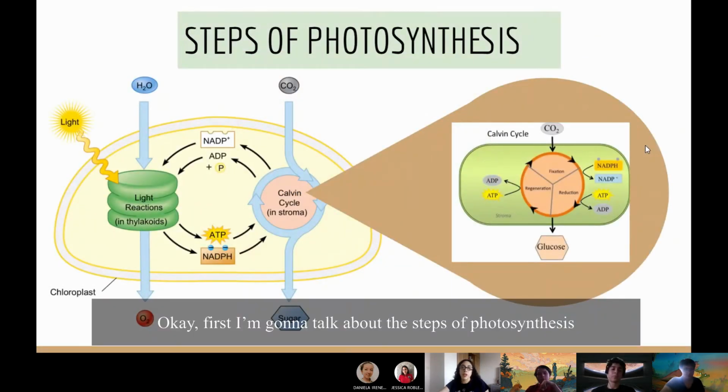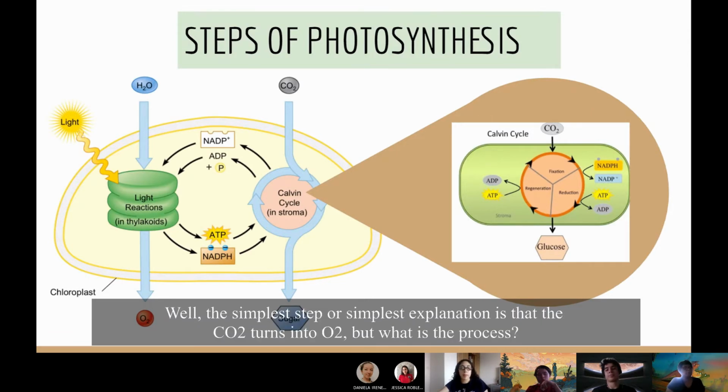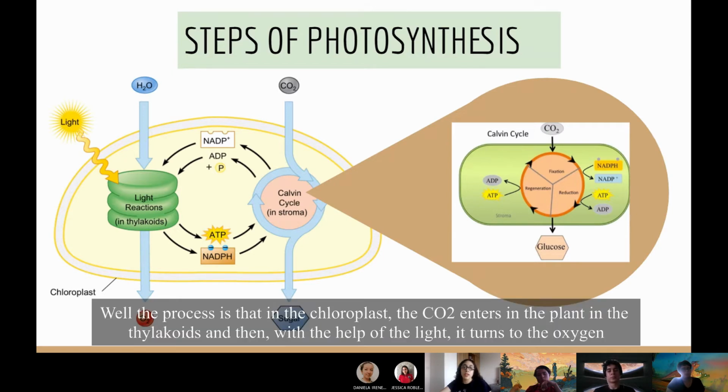Okay, first I'm going to explain the steps of photosynthesis. The simplest explanation is that carbon dioxide, CO2, together with H2O, turns into oxygen, O2. But what is the process? The process takes place in the chloroplast. The carbon dioxide enters the plant, reaches the thylakoids, and then with the help of light, it turns into oxygen.